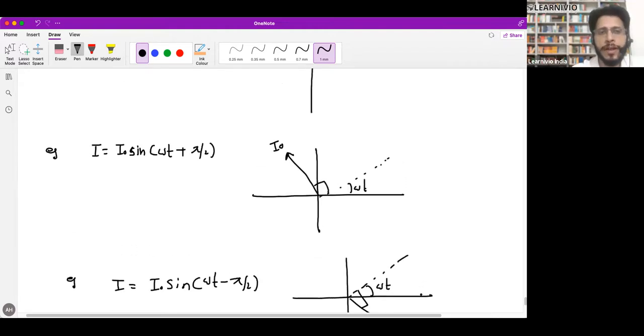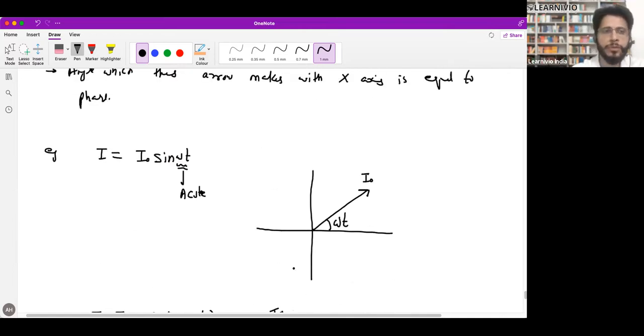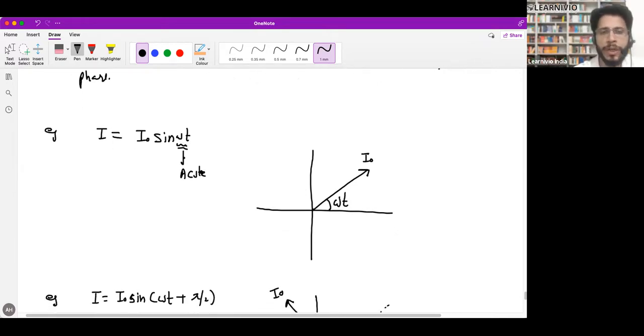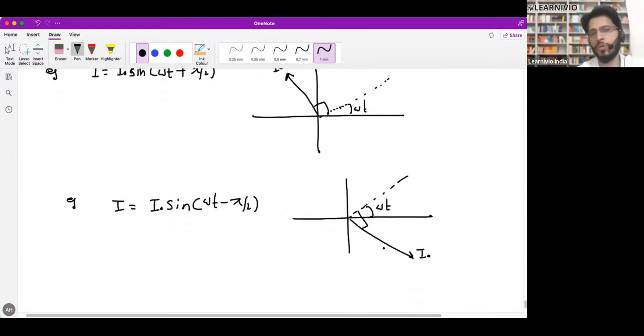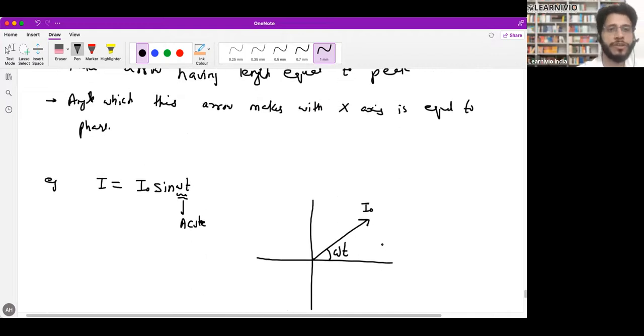So for drawing a phasor diagram, we just take an arrow. The length of the arrow is equal to I naught. Obviously, the value of I naught is not given, so you won't measure the length. You will take an arrow and write I naught over it. This arrow will make some angle with the x-axis, and that angle is equal to the phase. So if the phase is omega t, you will write omega t. If the phase is omega t plus pi by 2, you will write omega t plus pi by 2. Omega t minus pi by 2, you will write like this. Okay, just note it down.